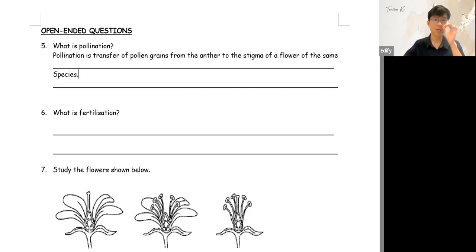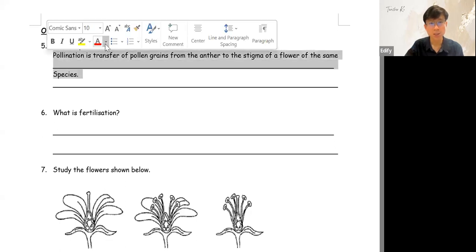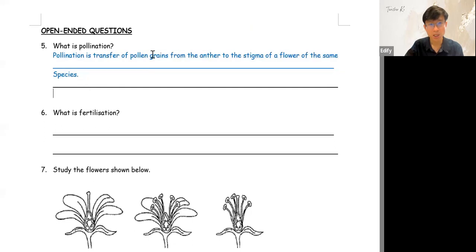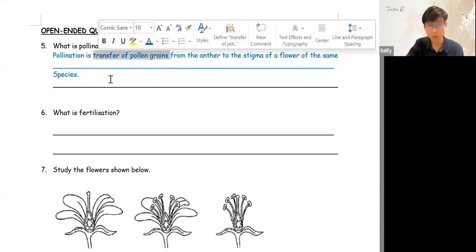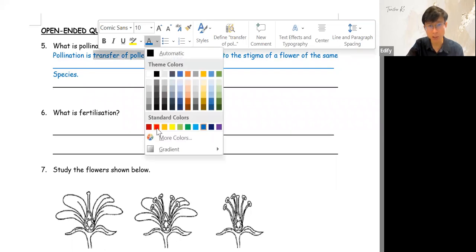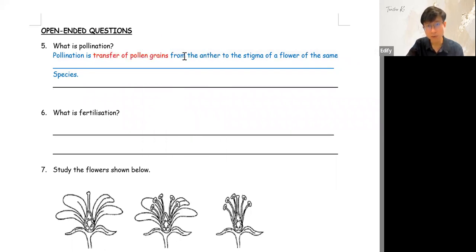Okay, so what are the keywords in this answer? I will want to see transfer of pollen grains. This I will classify as a keyword. And I want to see from anther to stigma. So these will be the keywords I want to see. It doesn't really matter how you phrase them, as long as I see these words appearing in your answer. Transferring of pollen grains from anther to the stigma.